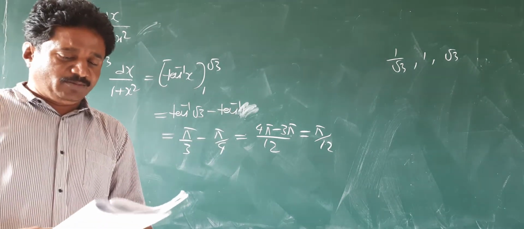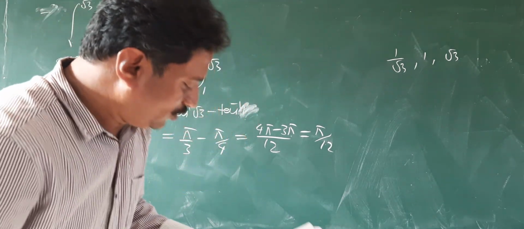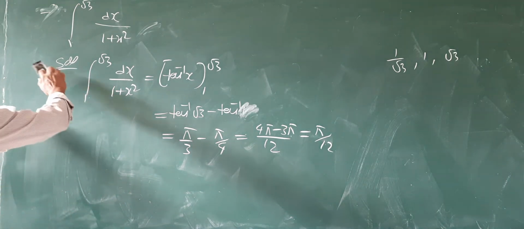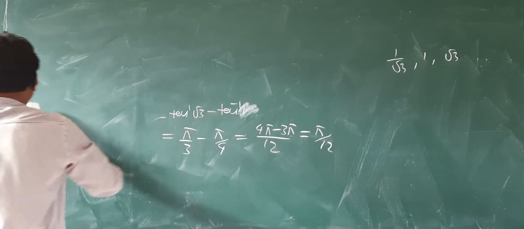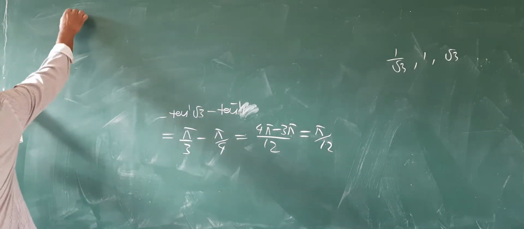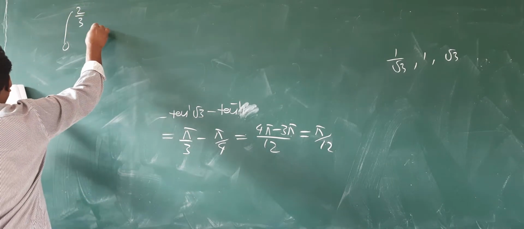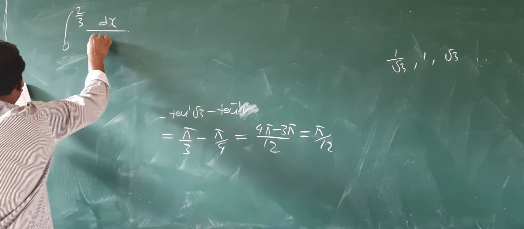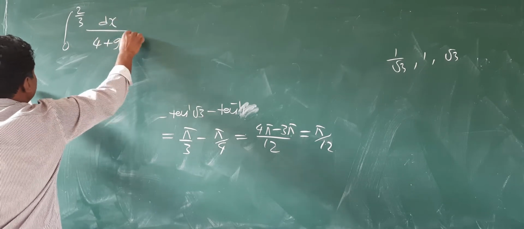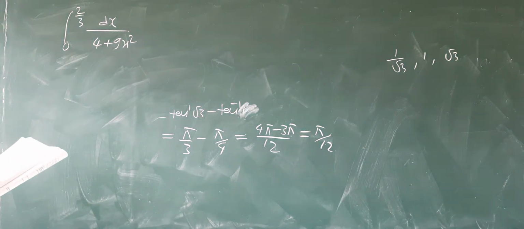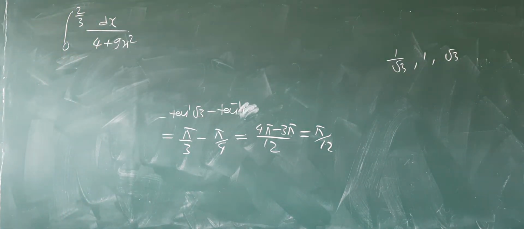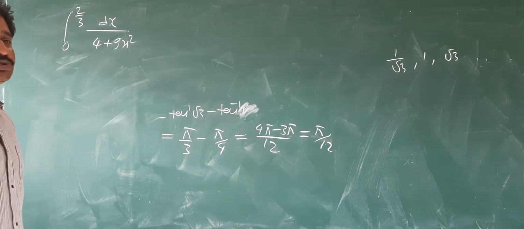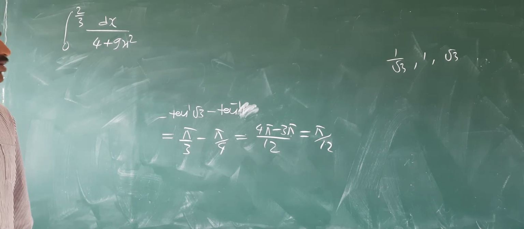So go for one more question. Let us move on to one more question. The next question is, write, integral from 0 to 2 by 3, dx by 4 plus 9x square. First you write that in standard form. You write 4 as 2 square, 9x square as 3x whole square.